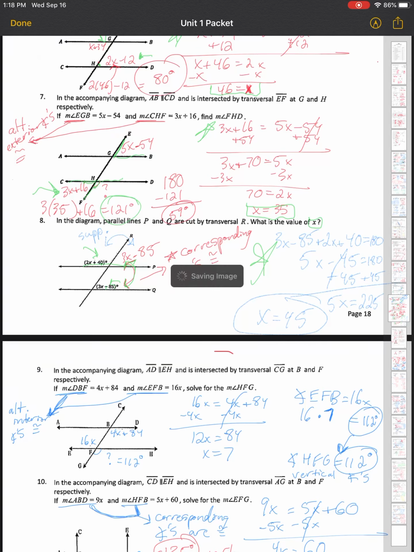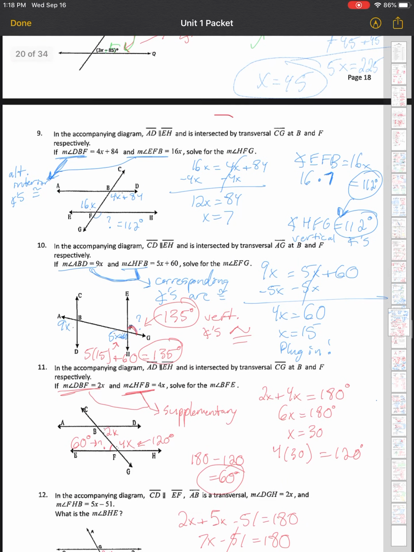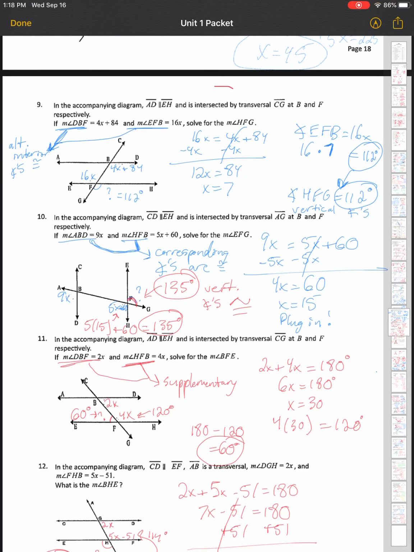So number 9, we're given angle DBF is 4x plus 84, and EFB is 16x, and we have to solve for HFG. So the first thing I need to do is set these equal to each other because they're alternate interior angles. So I do that here. Now, I have to plug back in to get this measure. So if I plug back in, I get this is 112 degrees, and I'm looking for this angle here. They're corresponding angles, so they're the same exact thing.